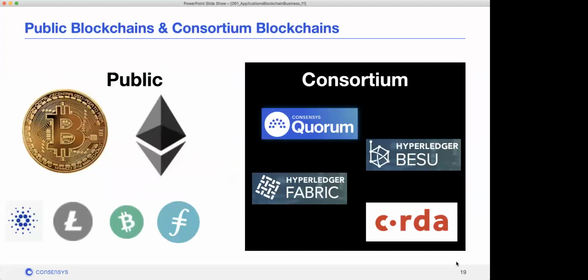When you think of public blockchains, you've got Bitcoin and Ethereum, but then you've also got hundreds of others. So Filecoin, Bitcoin Cash, Litecoin, Cardano. And then in the consortium space, you've got many platforms as well. You've got Consensus's Quorum, Hyperledger Besu, Hyperledger Fabric, Corda, and many more.